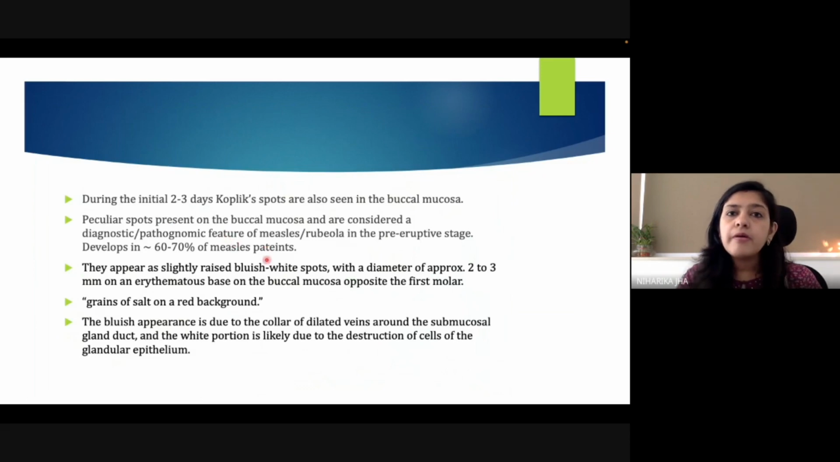Because of this white-colored appearance on a red-colored background, the appearance is compared to grains of salt on a red background. We know that it is a bluish-white color, but where is it getting this blue color or this white color from? So the bluish color is because of the dilated veins around the submucosal gland duct, while the white portion is because of the destruction of the cells of the glandular epithelium.